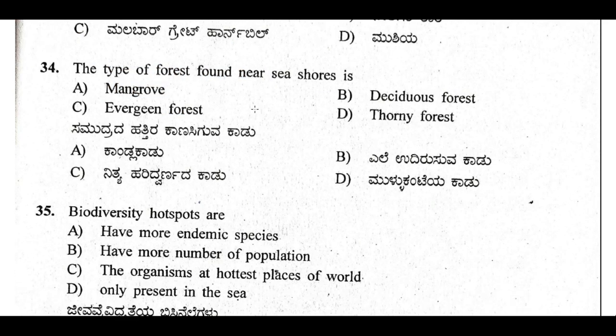Coming to the 34th question, the type of forest found near the sea shores is dash. A. Mangroves. B. Deciduous forest. Option C. Evergreen forest. Option D. Thorny forest. The right option is mangroves. Mangroves are forests which can grow near the seashore, and these are plants which can grow in marshy and saline areas. These plants can survive a high concentration of salt. So therefore mangroves is the right answer.